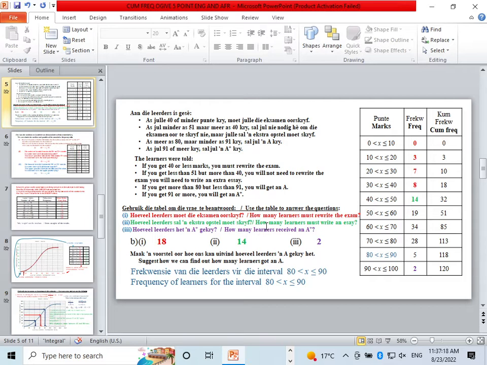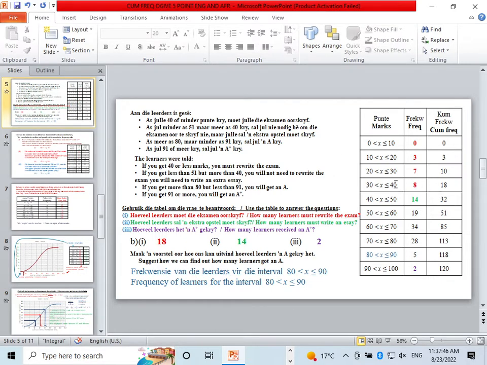The learners were told if you get 40 or less marks, you must rewrite the exam. If you get more than 40 but less than 51, you will not need to rewrite the exam. You will need to write an extra essay. If you get more than 80 but less than 91, you will get an A. If you get 91 or more, you will get an A+. Use the table to answer the question. How many learners must rewrite the exam?